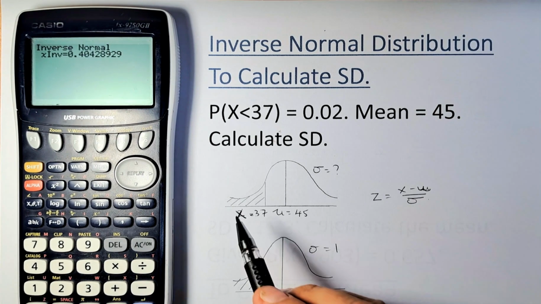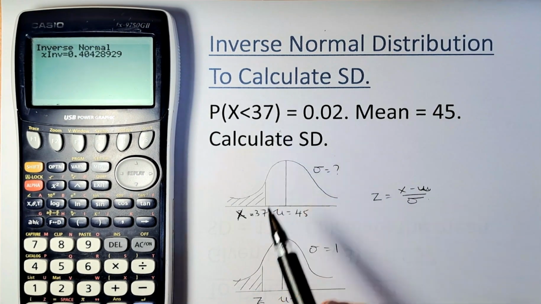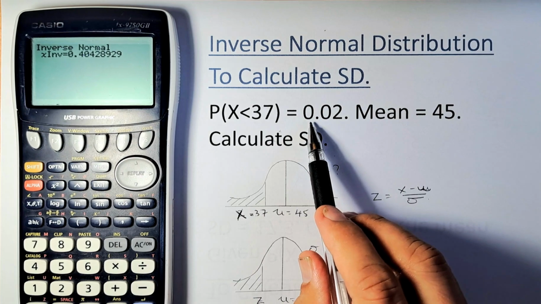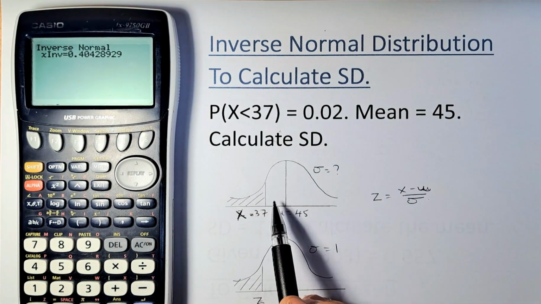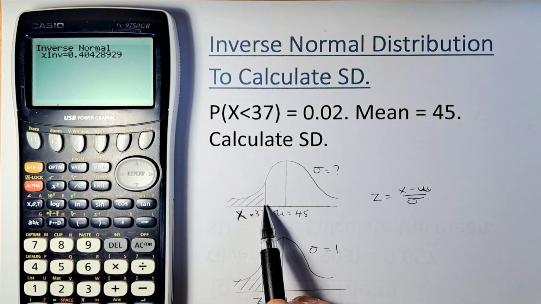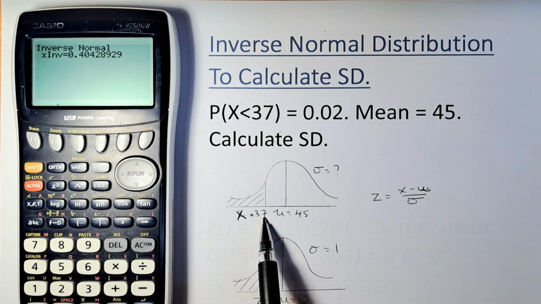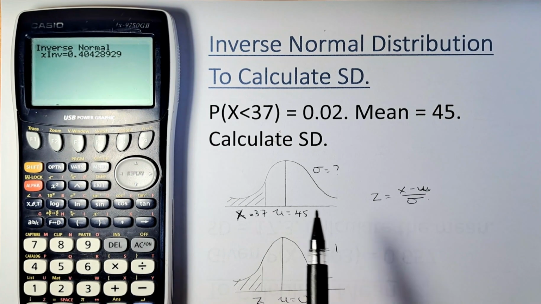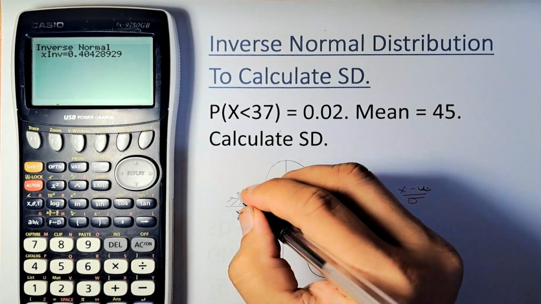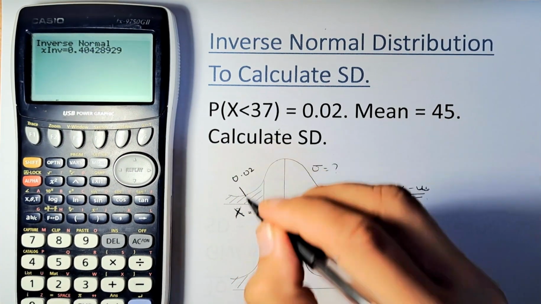So what we do, we're going to draw the graph. So less than 37, 37 is here because the area is 0.02. It cannot be on the right, it has to be on the left. So that is the area. So 37 is on the left of 45. Okay? So now the area here is 0.02. So it will be this area.